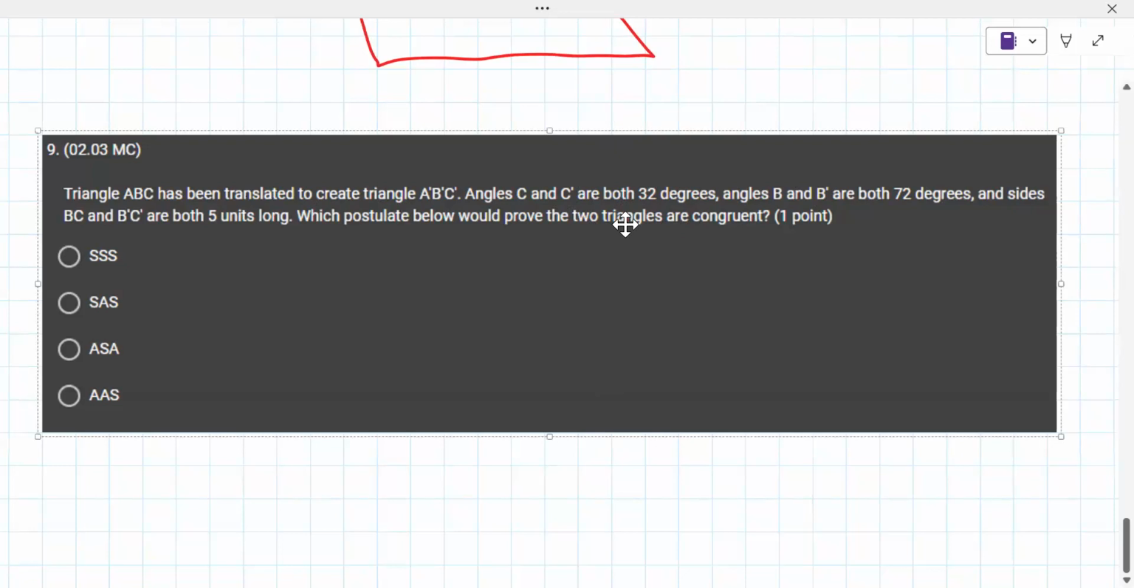So you have to decide here, are they giving you information about three sides? That's what SSS is. Or are they giving you a side, an angle, and a side, or angle, side, angle, or angle, angle, side? Are they giving you information about three sides, two sides and an angle, two angles and a side? Two angles and a side. There you go. So it must be AAS.